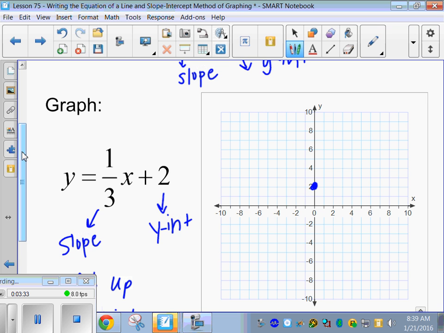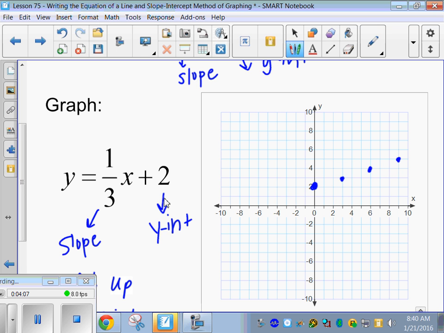So everybody put your pen or pencil on 2 on your y-axis of your really nice graph. Then we're all going to move up 1, right 3, and we're going to put a point. And from that point, now we're going to move up 1, right 3. And from that point, up 1, right 3.